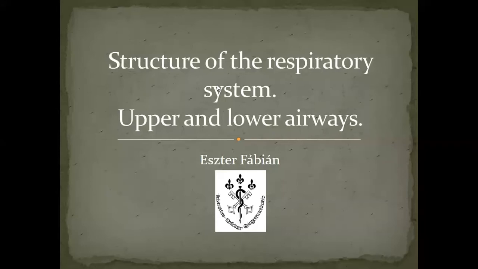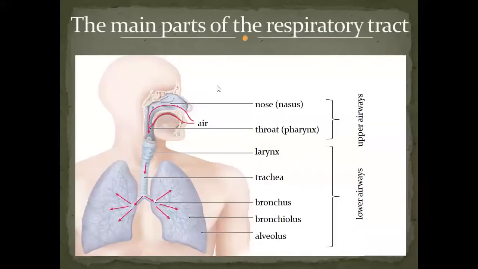So, first of all, let's see the main parts of the respiratory system. We can distinguish between the upper and the lower airways. The upper airways consist of the nose, which is called the nasus in Latin, the throat, pharynx, and below this, the lower airways begin with the larynx, trachea, and the lungs, which contain the bronchi and the bronchioli.